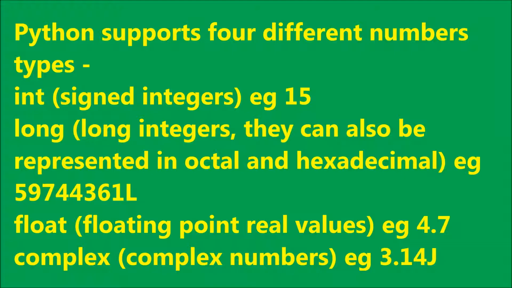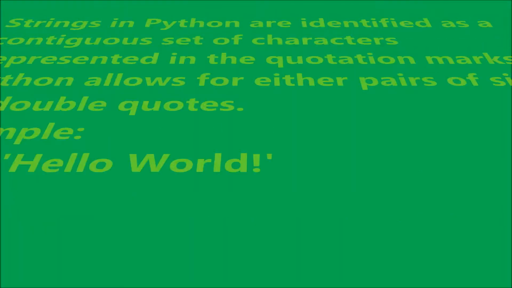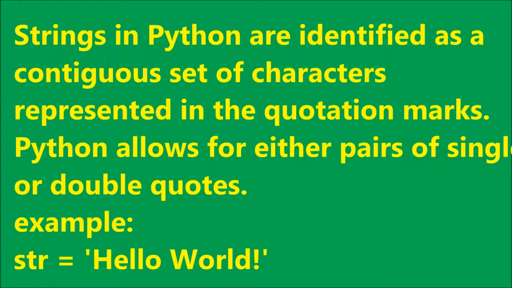Floating point, real values. There is an example given here, 4.7. It contains a decimal part. Complex numbers, example 3.14j. Now let's see about string.